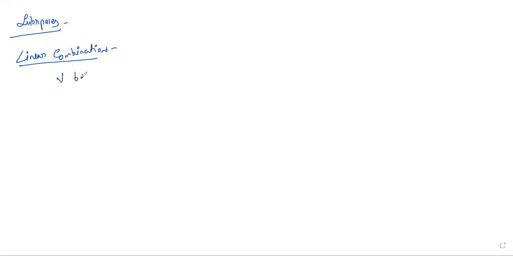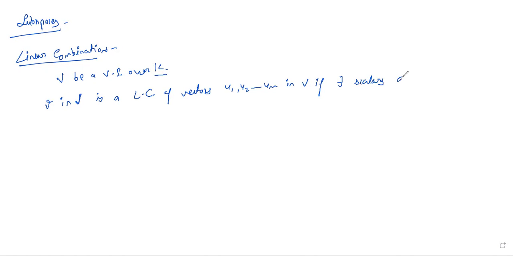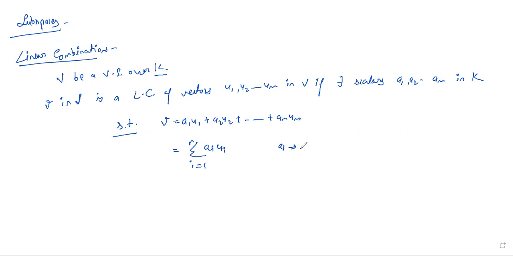If V is a vector space over the field K, then a vector v in the vector space V is a linear combination of vectors u1, u2 to um in V if there exist scalars a1, a2 to am in K such that v can be written as a1 u1 plus a2 u2 plus ... plus am um, which can also be written as the sum over i going from 1 to m of ai ui, where the ai's are scalars. This is what we call a linear combination.